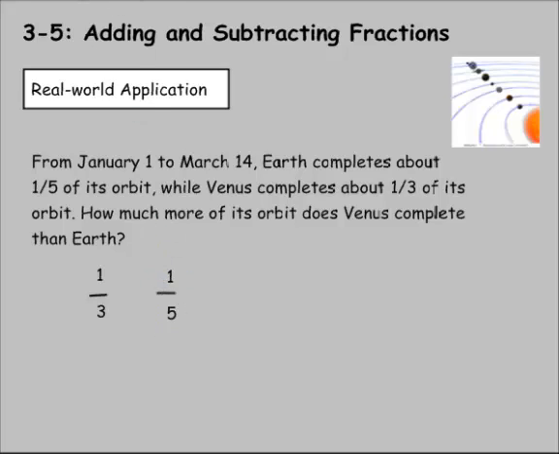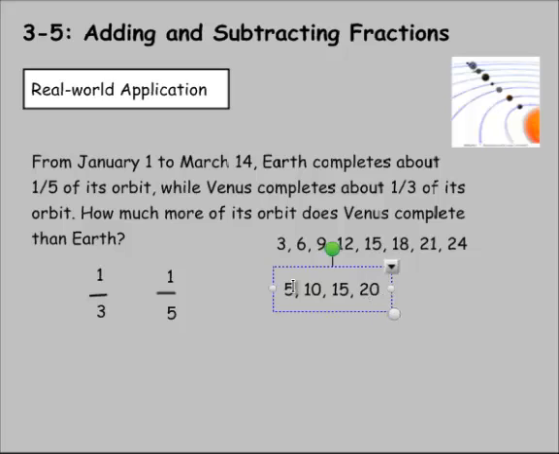So we need to find a common denominator. So the multiples of 3 are 3, 6, 9, 12, 15, 18, 21, 24. 5 is 5, 10, 15, 20, 25. I see a common multiple right here. So it would be both over 15. What do we multiply 3 by to get to 15? We multiply that times 5. So we do 1 times 5. That'd be 5 over 15 minus.